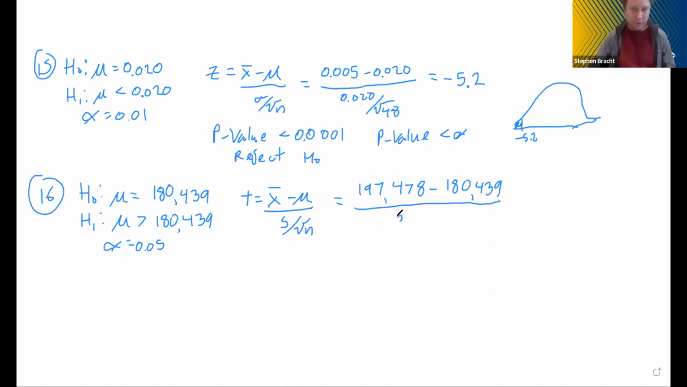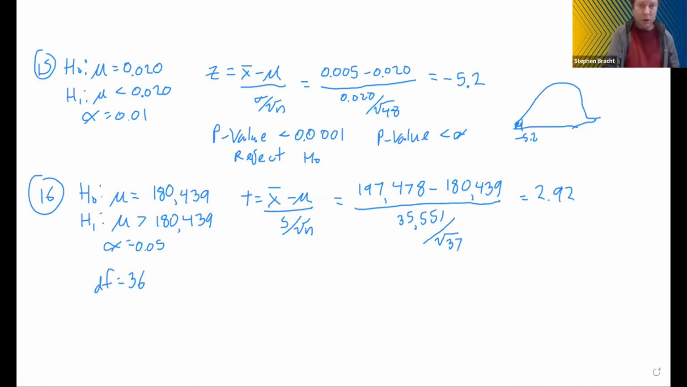S is given as 35551 over the square root of 37. That works out to be 2.92. It's a right tail test, so the p-value will be the area under the student's t distribution curve to the right of 2.92. So I'll use the table to at least narrow that down. So my sample size is 37. My degrees of freedom is 36.